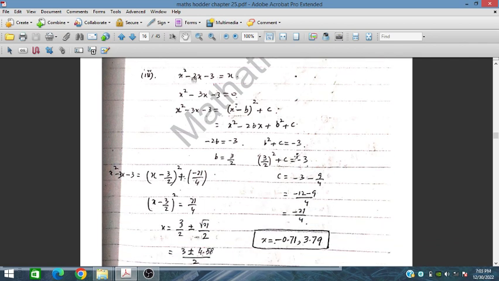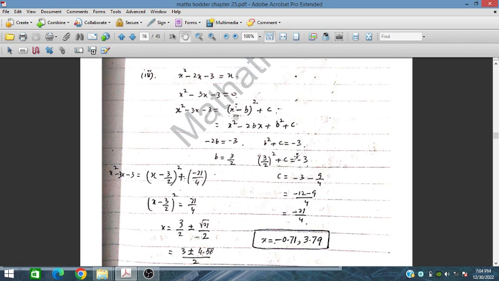So x square minus 2x minus 3 is equal to x. So this x is shifted here, this is part 3, and because y is equal to x, this x is shifted here, so it becomes x square minus 3x minus 3 is equal to 0. And from this we can write this in this form.